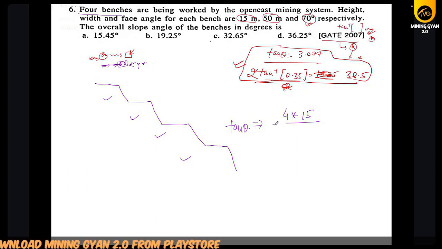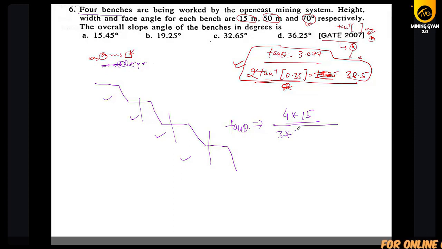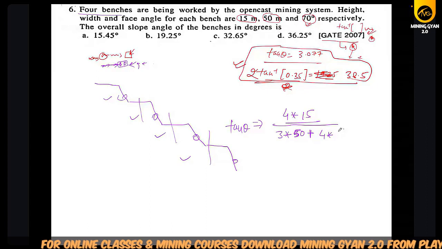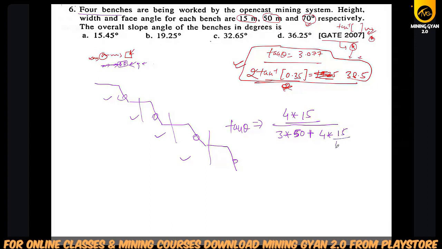And then the number of benches will be 1, 2, 3. So three benches multiplied with the bench height, bench width is 15, plus number of x will be 1, 2, 3 and 4. So 4 multiplied with height is 15 divided by tan 70.